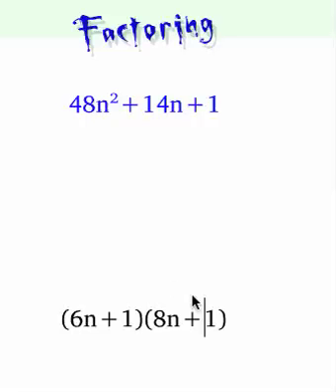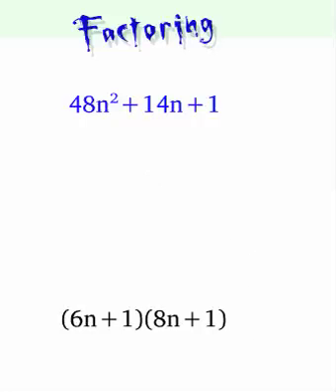Okay, we have 6 times 1 is 6. 1 times 8 is 8. 6 times 1 is 6. Plus 1 times 8 is 8. So 6n plus 8n is 14n. So this actually works out. And that's trial and error.